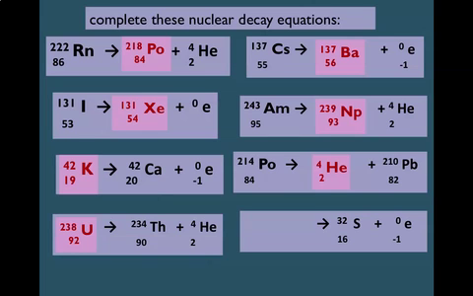And on the last one, we're going to solve for the left-hand side, so we want to know 32 plus 0 is 32, and 16 minus 1 is 15.